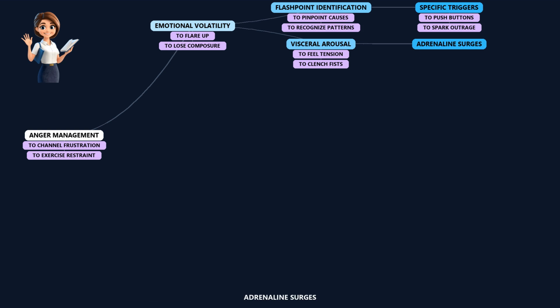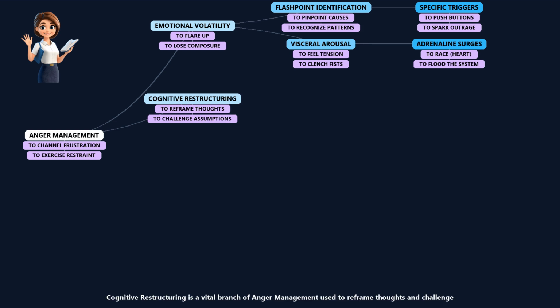Adrenaline surges. When adrenaline surges occur during this phase, you might feel your heart race and chemicals flood the system. In other words, your body is getting ready for a fight, and you have to tell it to relax. Cognitive restructuring. Cognitive restructuring is a vital branch of anger management used to reframe thoughts and challenge assumptions about others. Basically, we are changing the story in our heads so we don't feel so insulted.